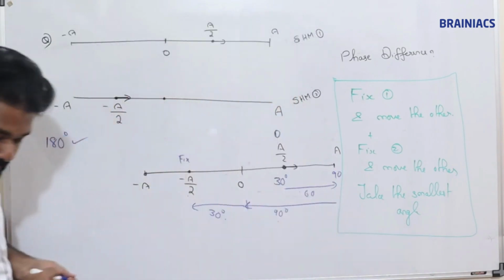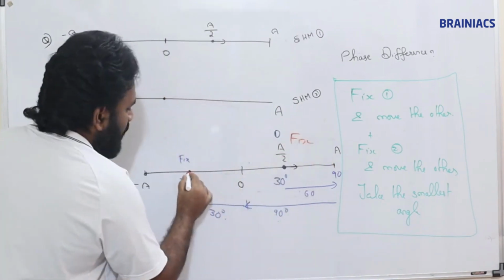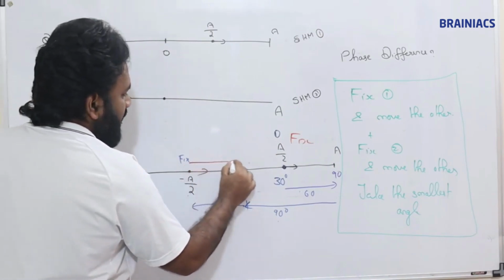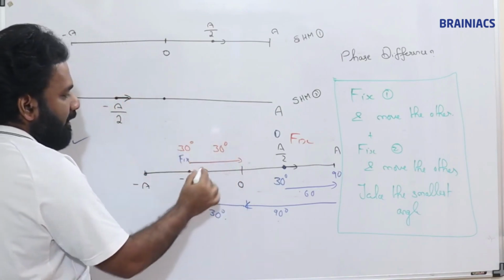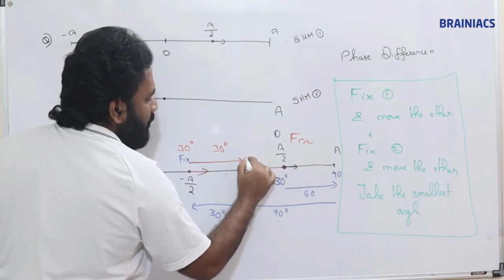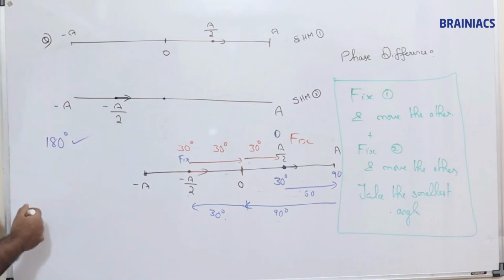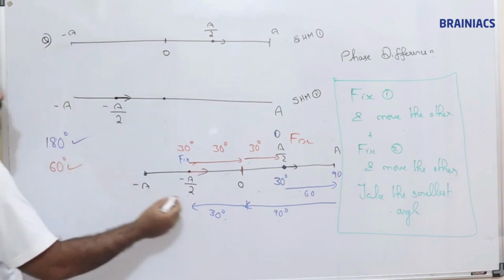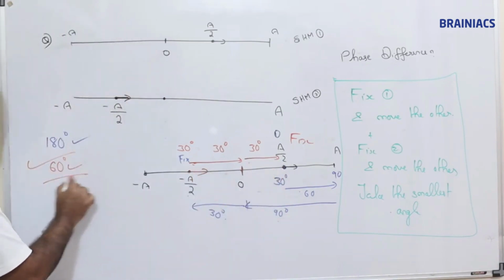Another thing is, we will fix this one and we will move the other. When we move this, this is at minus A by 2. So how much is the angular gap here? 30 degree, because A by 2 means this is already at 30 degree. From the mean position it will have to move to A by 2. This will give another 30 degree. So take the smallest angle. Totally this is 60 degree. We got 180 degree when we moved the first one, but when we moved this one we got 60 degree. So this is the answer.